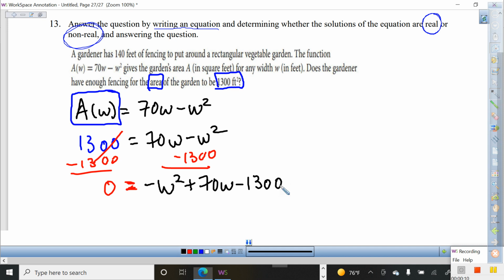Now, believe me or not, we're not going to solve that equation. Why not, Mr. Q? Because look what they're asking. They say, answer the question by writing an equation. Did we do that? Yes. And tell whether the solutions are what? Real or non-real. What can we do with this to find out if they are real or non-real? Tell your neighbor, please.